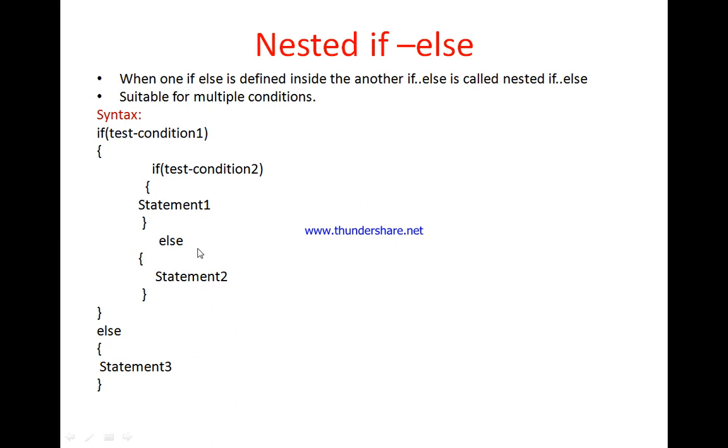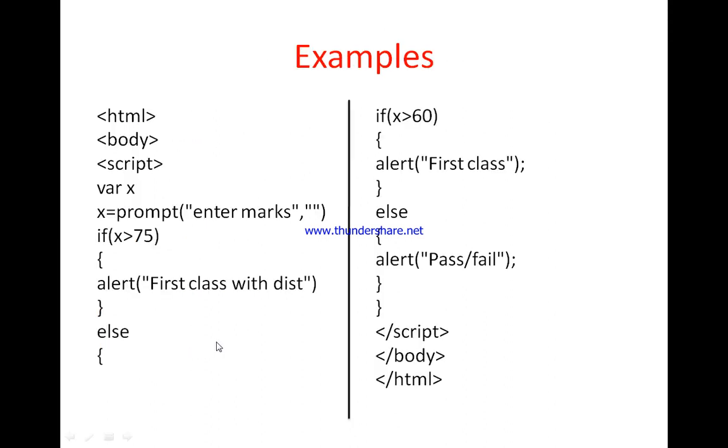Now let us see the example. In this example, we have given HTML, body, script. The script tag we are writing for JavaScript. Inside the script we have declared one variable x. Okay, we are not ending any statement with a semicolon in JavaScript. You should remember this. Now we have taken one prompt function.